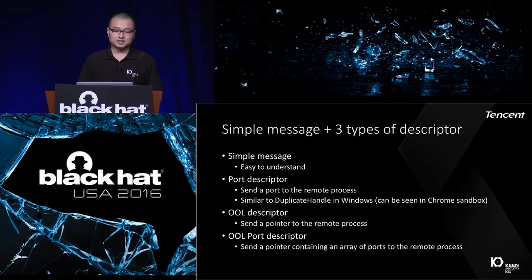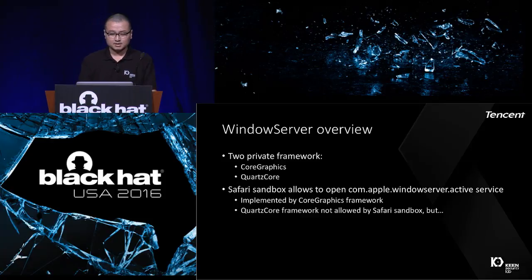So actually, there are 4 types of messages. One is the simple message, which is very easy to understand, and the 3 other types of descriptor. One is the port descriptor when you want to send a port, the OOL descriptor when you want to send a pointer, and the OOL ports descriptor when you want to send a pointer containing an array of ports to the remote process. So let's have a look at the WindowServer.